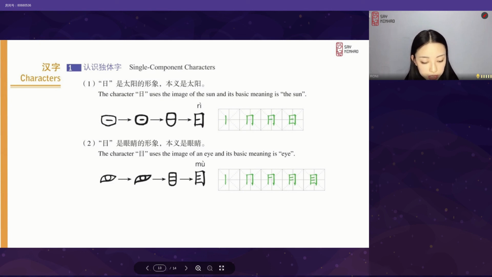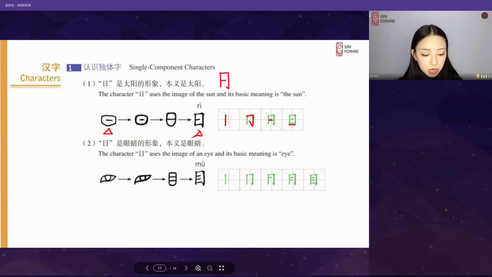Now let's move on to our single component characters. First one is 日. 日, it means the sun, okay? Originally, it actually used the image of the sun. And now it looks like this. Try to write it with me. First, we will write a short vertical and then a vertical turning hook. There is a small hook here, okay? And a short horizontal and then another horizontal to close it. Try to write it again.